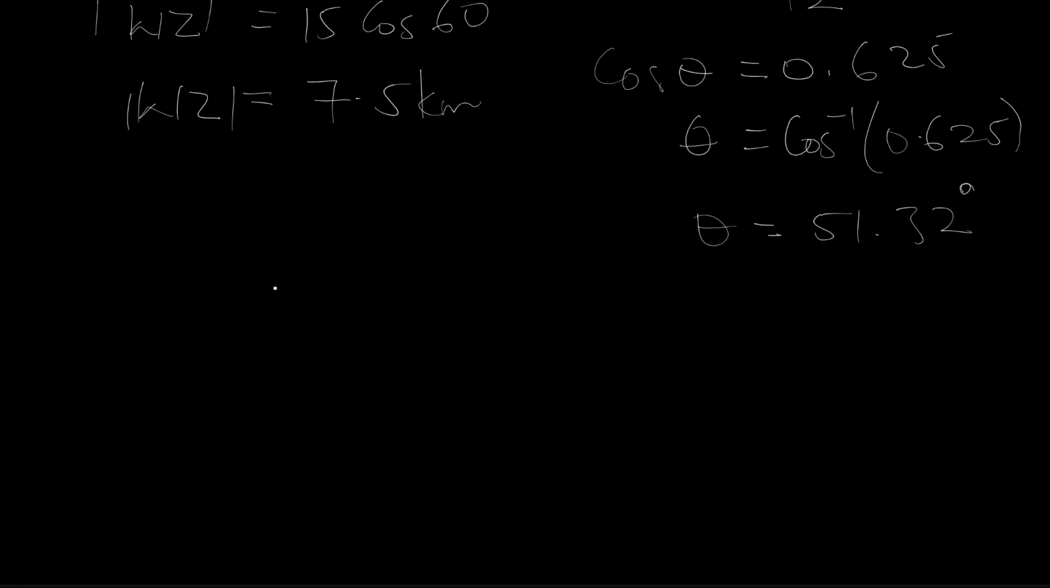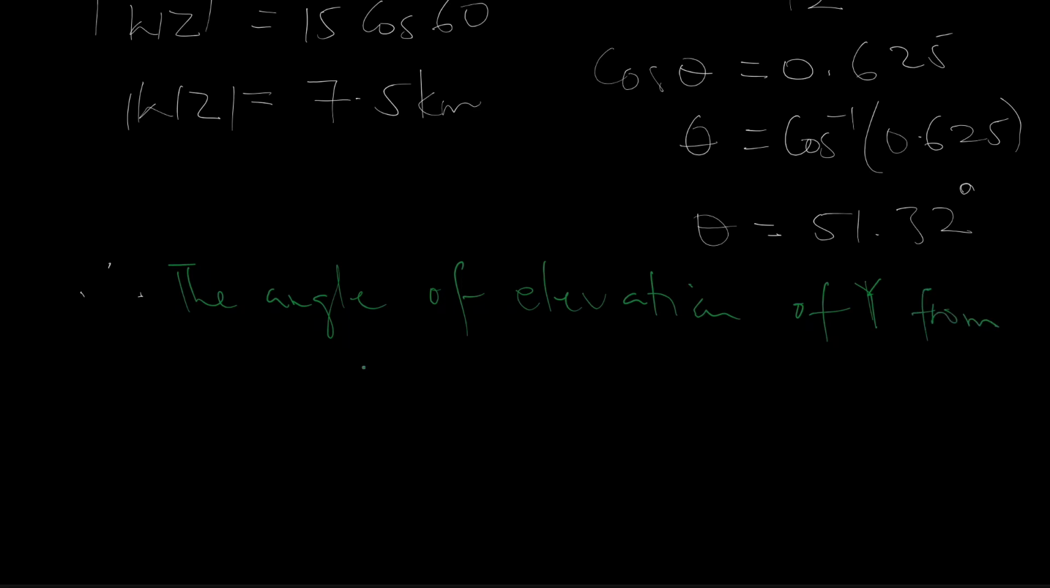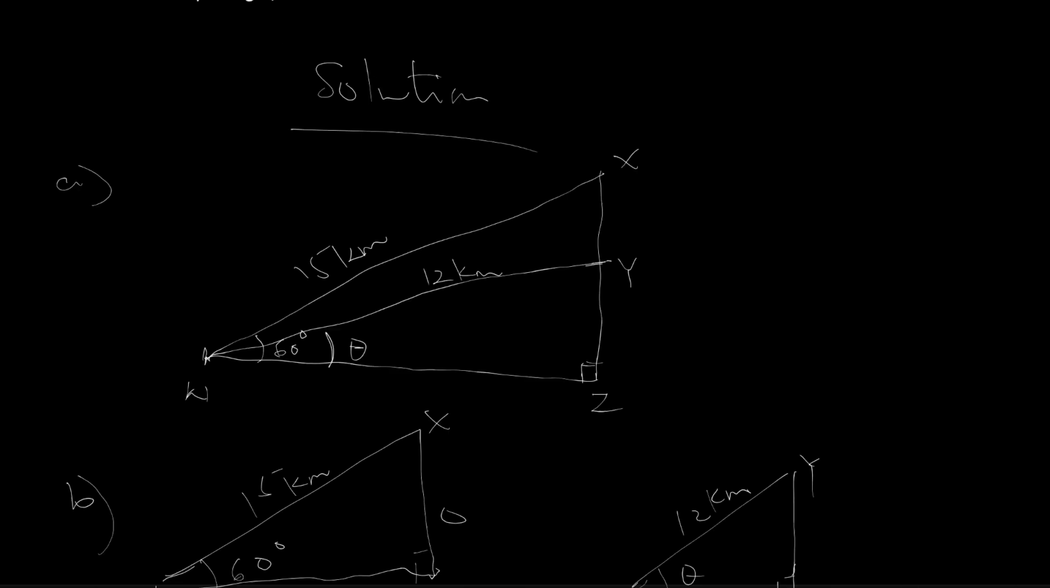So therefore, the angle of elevation of Y from W is 51.32 degrees. Now we are asked to find B. So for B, let's move to B.